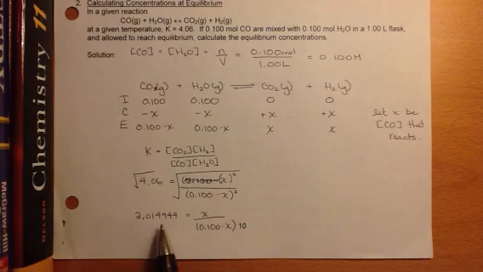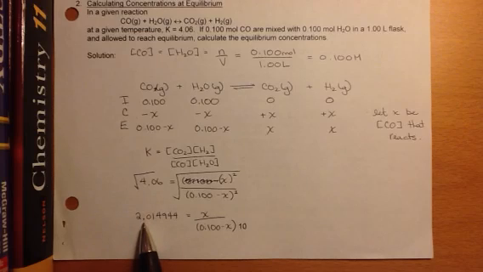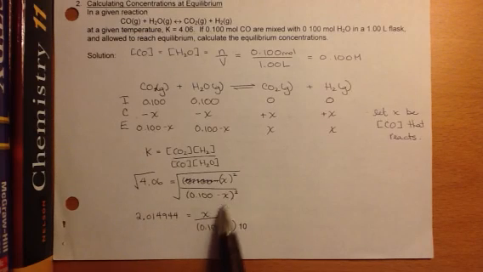So, taking the square root of 4.06 equals 2.01 and so on. Take the square root of X squared, which gives you X, and the square root of 0.1 minus X squared is just going to be 0.1 minus X. And now, using our good math skills, we're going to solve for this value of X.